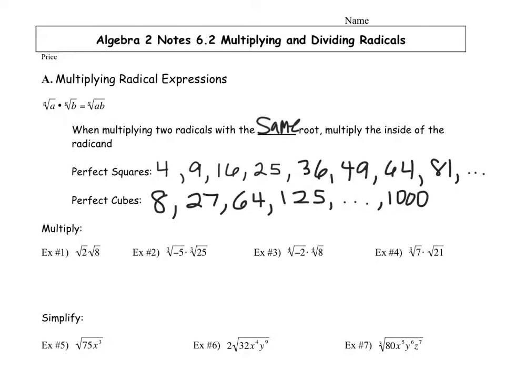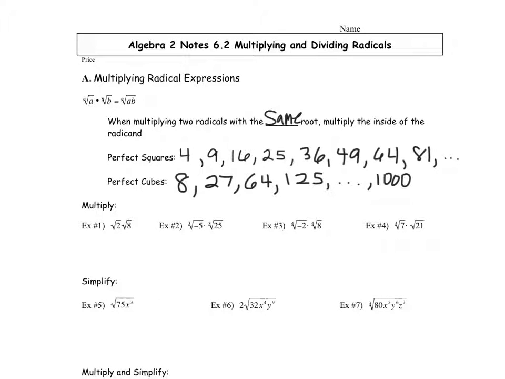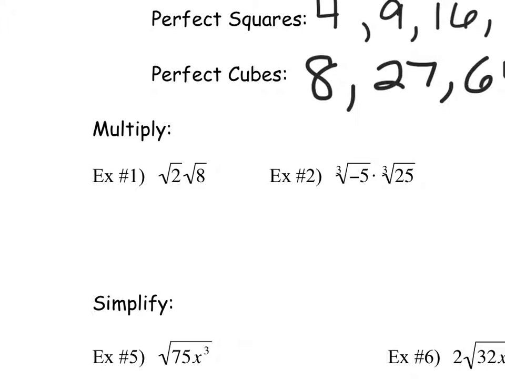All right, so the first thing we're going to do is learn how to multiply radicals together. Now make sure that they are, what did I say, the same root in order to multiply. So here we go. Number 1. Square root of 2 times the square root of 8. Go ahead and multiply those together. And that gives you the square root of 16. And then go ahead and simplify. What is the square root of 16? 4. It's 4. And so that would be your answer, 4.